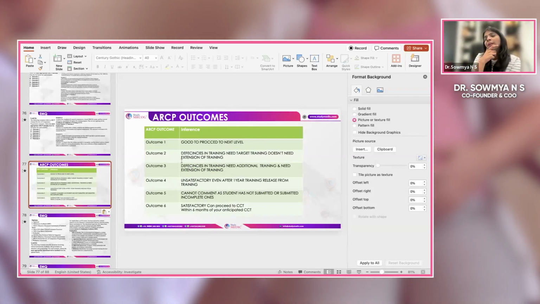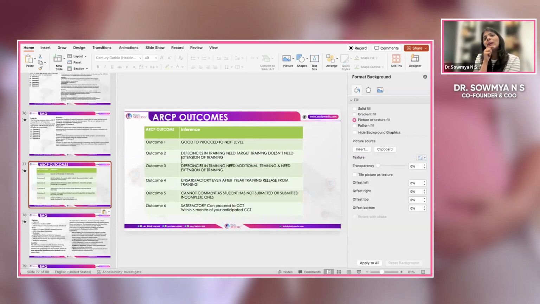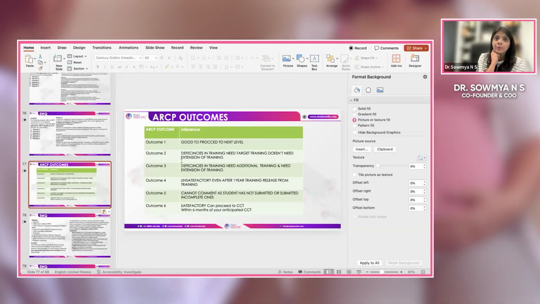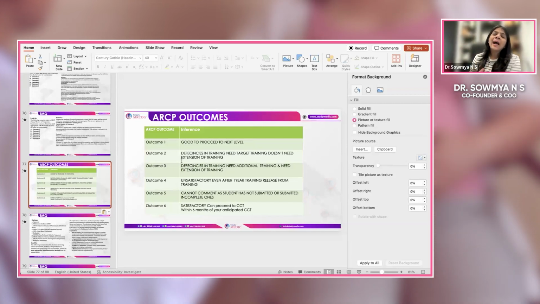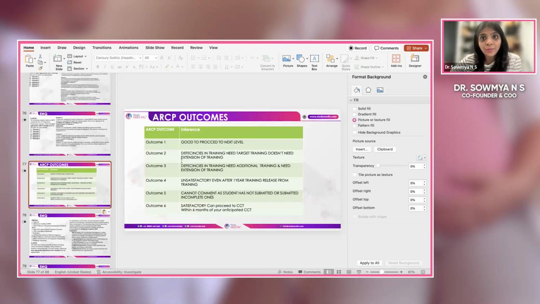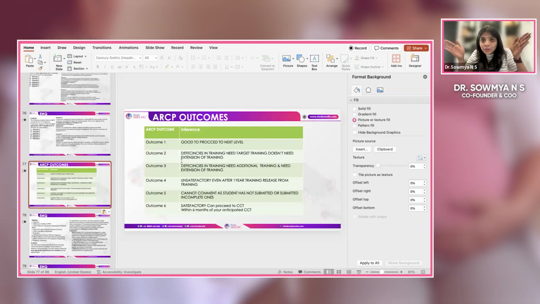This person is very good, but he is not able to clear the summative manual removal of placenta because he is not exposed to a lot. So what you do, no problem. You can proceed to the next year. But you have to make sure that you get this specific training, but there is no extension of the duration.